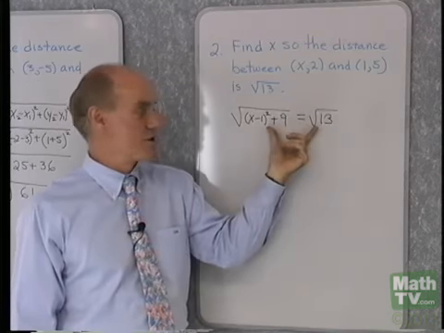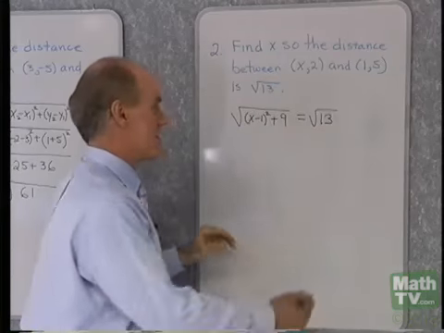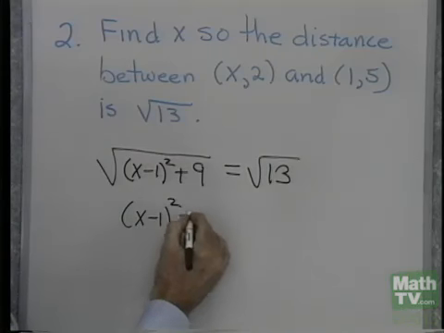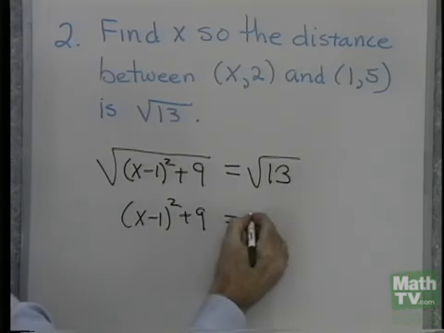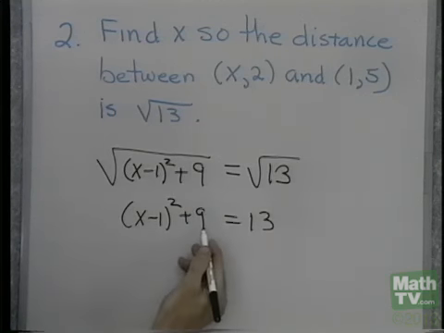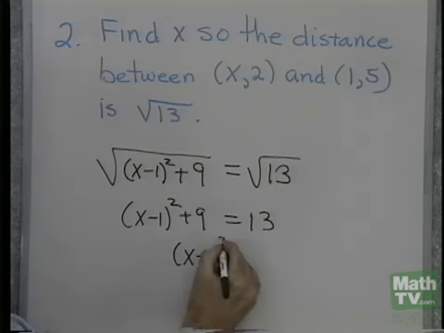Now let's see if we can solve this equation. I'll do that by squaring both sides. If I square both sides of the equation, I get (x minus 1) quantity squared plus 9 is equal to 13. Now there's a lot of ways I could solve this equation. Let's just add negative 9 to both sides. I have (x minus 1) squared is equal to 4.